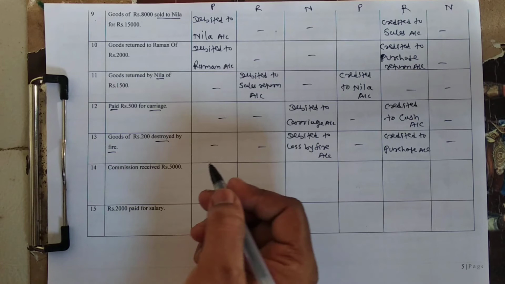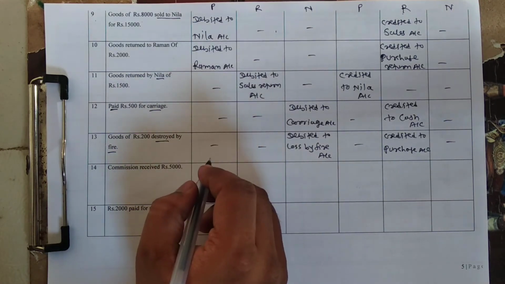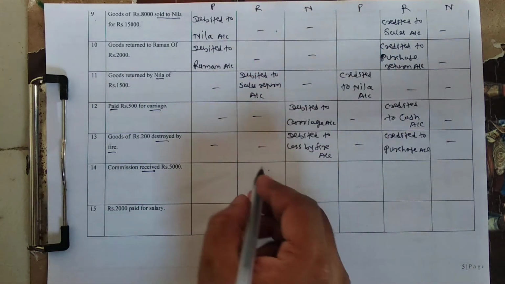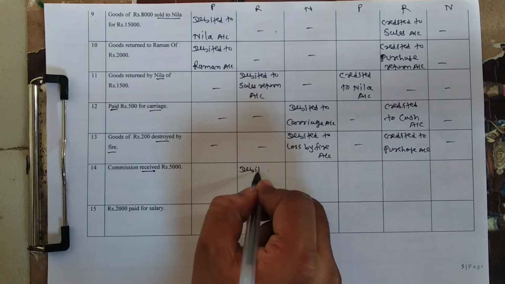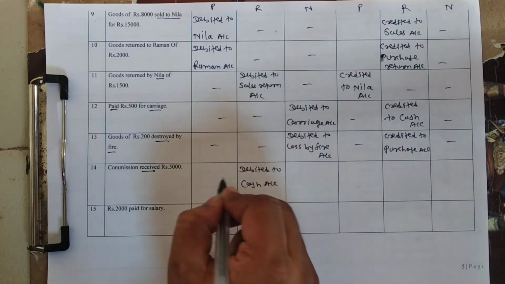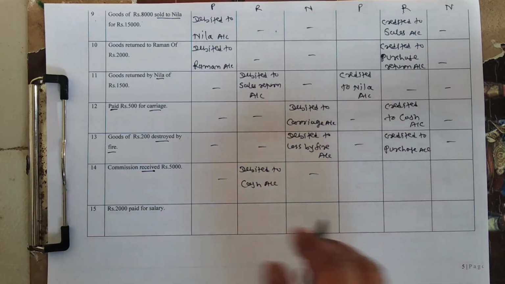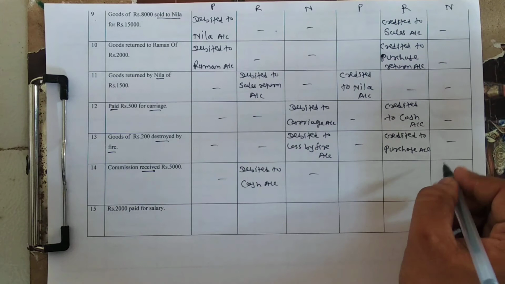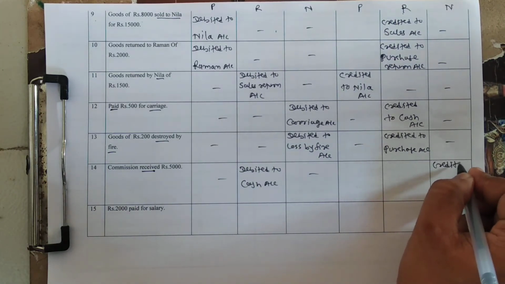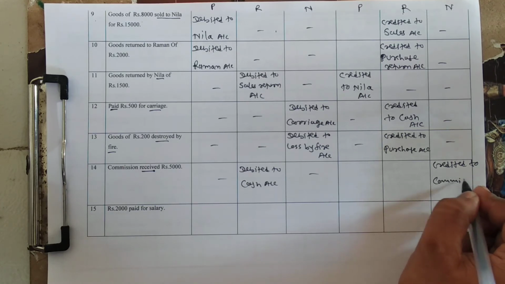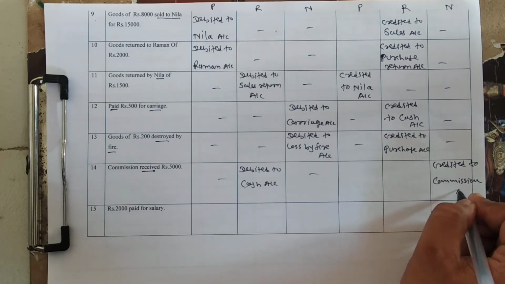Commission received rupees 5,000. Very simple, commission is an income and it is received in cash. So first effect, debit effect, cash comes in. Cash is a real account, debited to cash account. And what will be the second effect? Commission is an income. Income means nominal account, so credited to commission account.